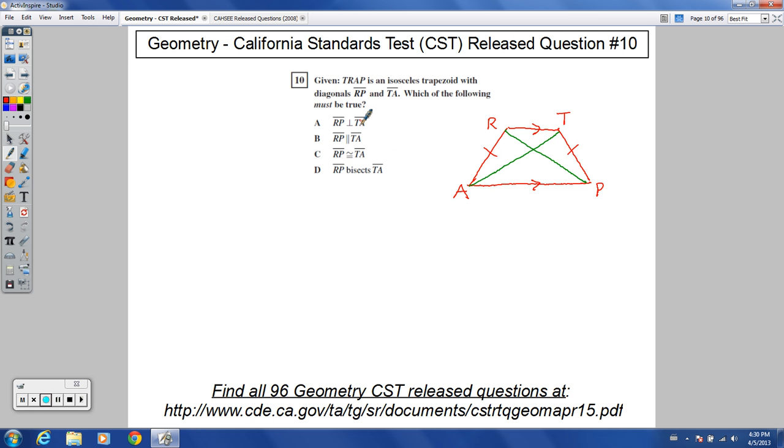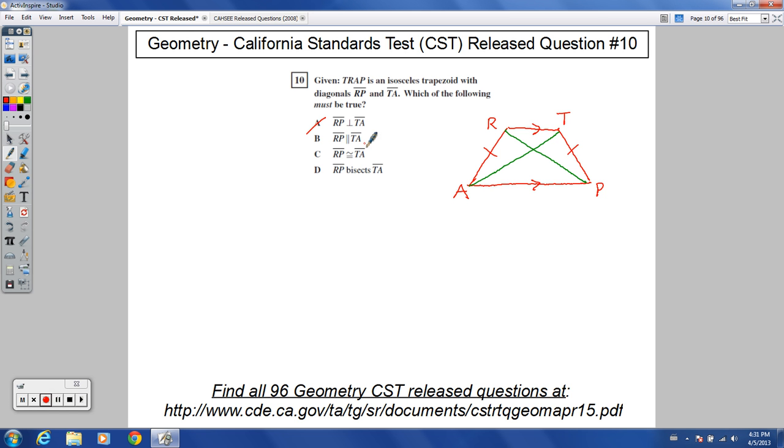So RP is perpendicular to TA. Is that going to be true? Is RP necessarily perpendicular to TA? I drew the picture pretty well to scale, and so I think it's clear just by looking at it that that's not going to be true. That's not a property of trapezoids either, though. If I squish this side down even more, I think that would become even more clear that that's definitely not a 90-degree angle. Not necessarily.